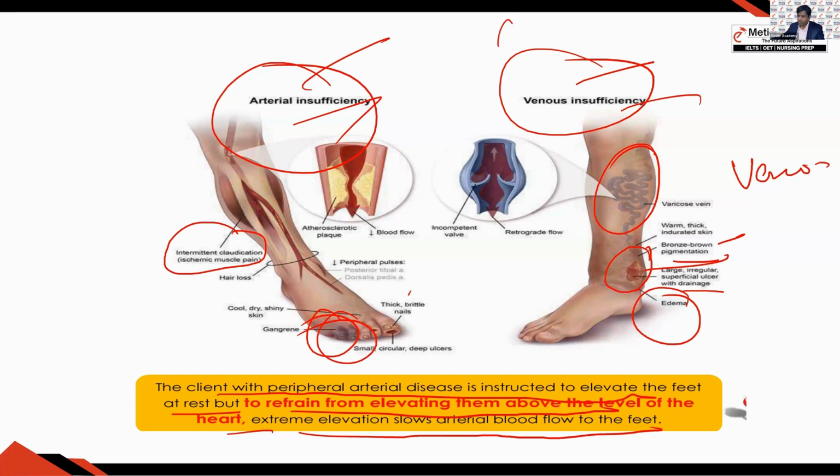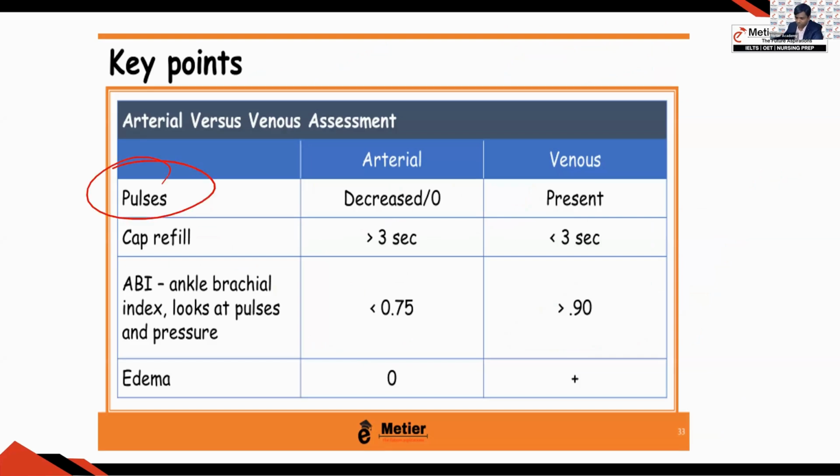In a venous ulcer, edema will be present. In an arterial ulcer, edema will be absent. In a venous ulcer, pulse will be present. In an arterial ulcer, pulse will be absent. So these are the three important findings. Usually we assess this, and it is an exam question. It usually comes when you are assessing arterial versus venous disorder. In an arterial disorder, the pulse is 0, in venous it is present.